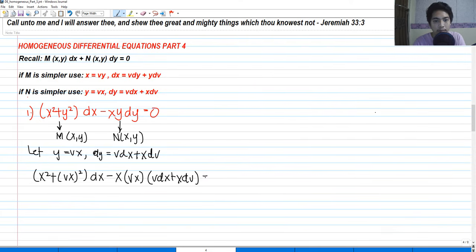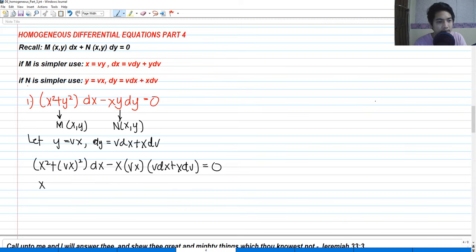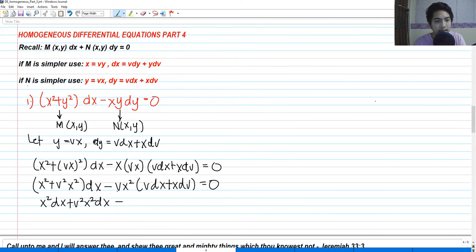So we perform simplification for this. We have x squared plus v squared x squared, and we have dx, and we have vx squared here multiplied by v dx plus x dv equals 0. So simplification, x squared dx, I can multiply dx. So we have v squared x squared dx. Distribute, and don't forget the negative sign. So we have x squared dx plus v squared x squared dx minus v squared x squared dx minus vx cubed dv equals 0.